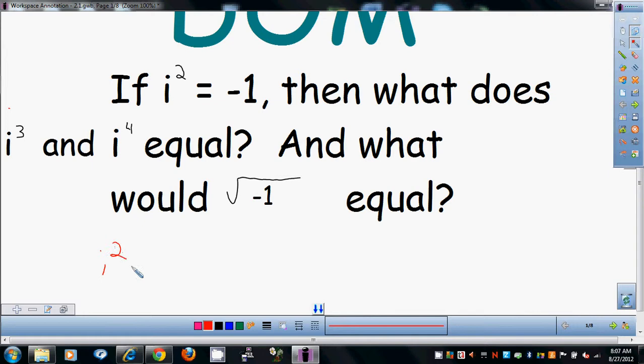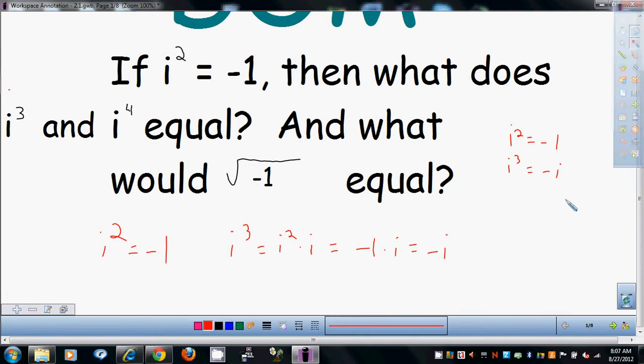If i squared is negative 1, then i cubed is really nothing more than i squared times i, which is nothing more than negative 1 times i, therefore making it, very good, negative i. I'll make a little chart over here. i squared equals negative 1. i cubed equals negative i.